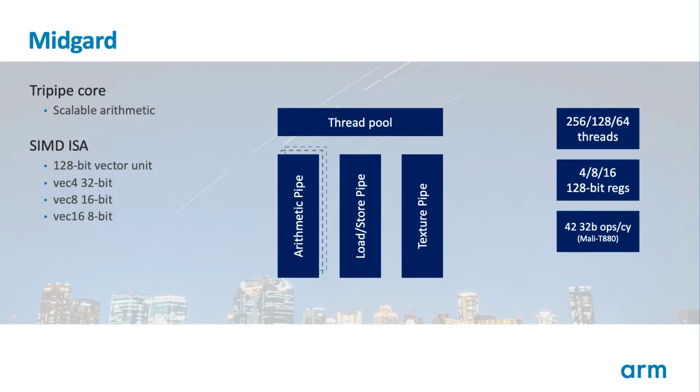The Midgard shader core is a massively multi-threaded core, supporting up to 256 concurrent threads. The supported number of threads depends on the number of registers used by the shader program. Running 256 threads requires each thread to use just 4 128-bit vector registers. More complex programs can use more registers, with both 8 and 16 register allocations possible. But this causes a proportional decrease in the concurrent thread count.